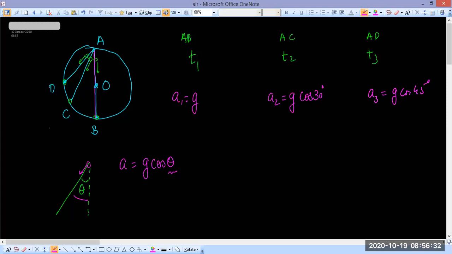So when this will slide, I hope all of you realize that they are moving different distances. AB is not the same as AC, is not the same as AD, right? Radius is R, so clearly AB is equal to 2R. It is the diameter.